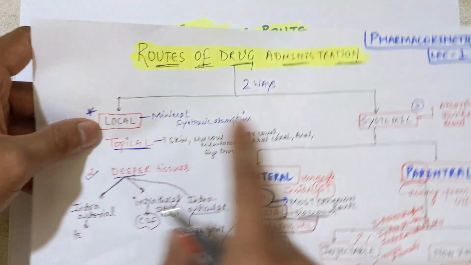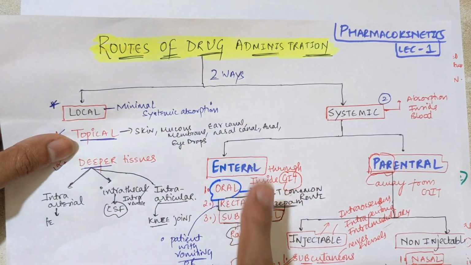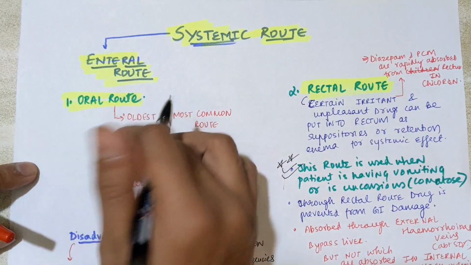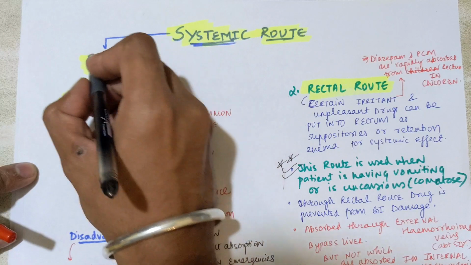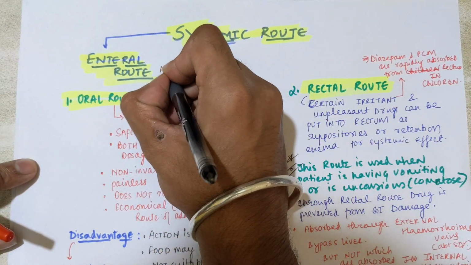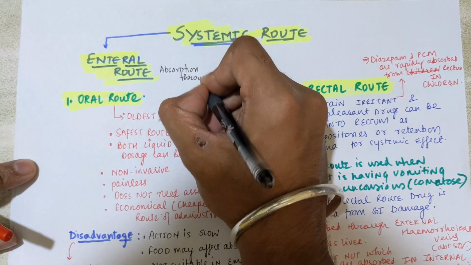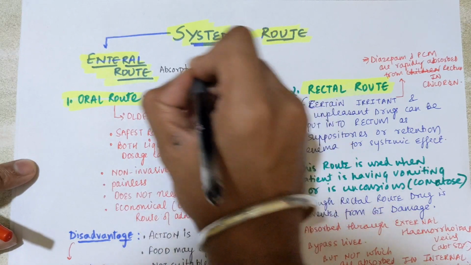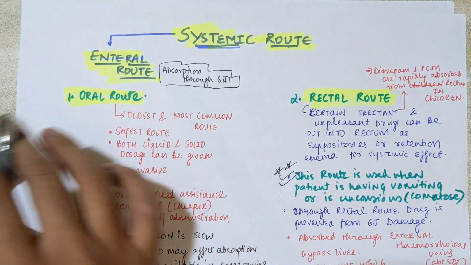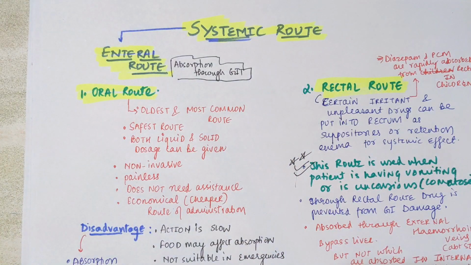As you know, we have the local and the systemic routes. In the systemic route we have enteral and parenteral routes. In this video we are discussing the enteral route. Enteral, as I said in the first video, means the drugs which go inside the GIT, absorption through GIT. Clear? And parenteral is away from GIT, which we will discuss in the next video. In this video we will just discuss the enteral routes: the oral, rectal and sublingual route. Clear? So now let's start with the first, the oral route.